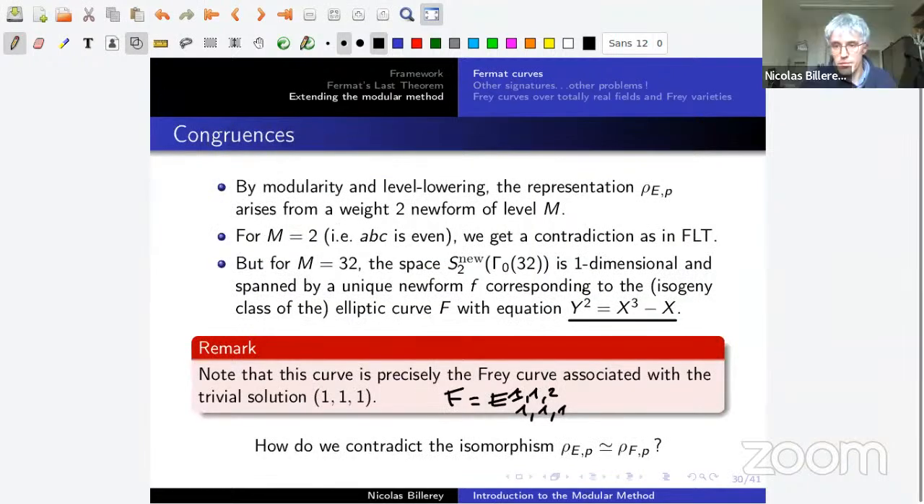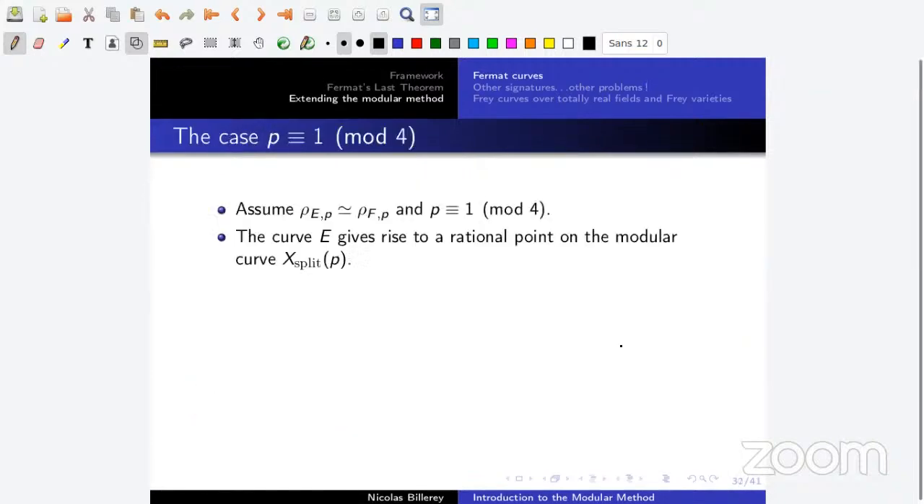The curve is given here. It has CM by Q(i), Q adjoined the square root of minus 1. Ah, okay. And so the description of the image of the mod p representation depends on whether p is split or non-split in Q(i). So that's why you have to distinguish between p congruent to 1 and minus 1 mod 4. Yes, okay, I understand. And maybe one last question.